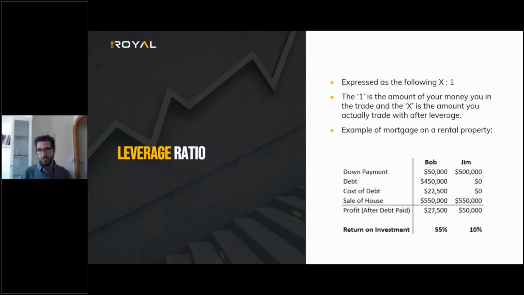The 1 is the amount of your money you put as your deposit, and X is the amount you actually trade with after the leverage. So if you deposit $10 at 100 to 1, you will be able to trade $1,000. So your purchasing power is bigger, and you will be able to generate more profits as well.